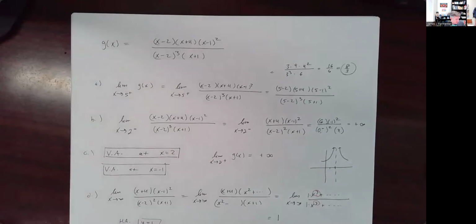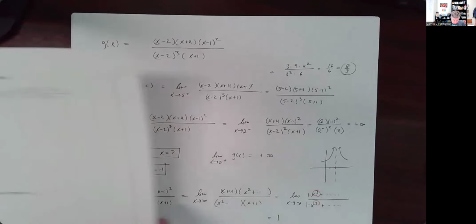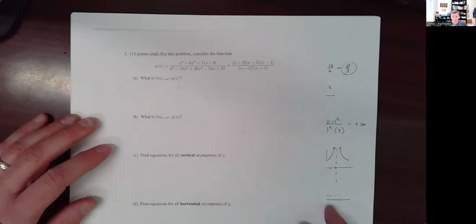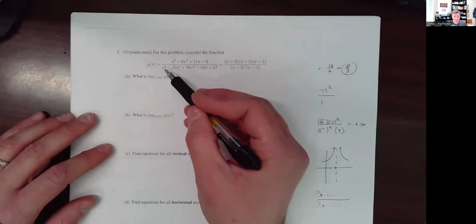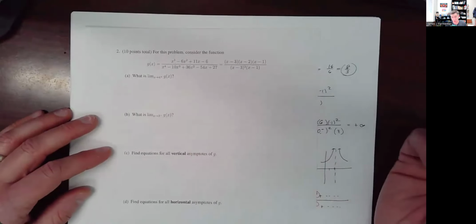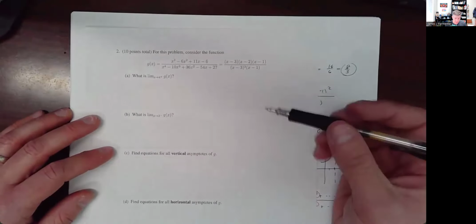In the example that's on his actual practice exam, which looks like this, the degree on top is 3, the degree on the bottom is 4, which means the horizontal asymptote is going to be 5. Because the bottom is faster.